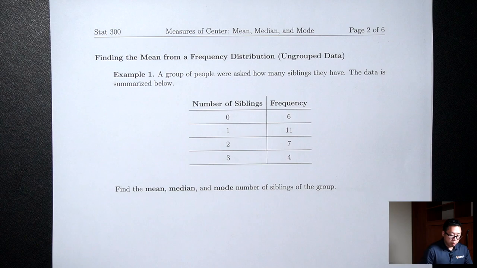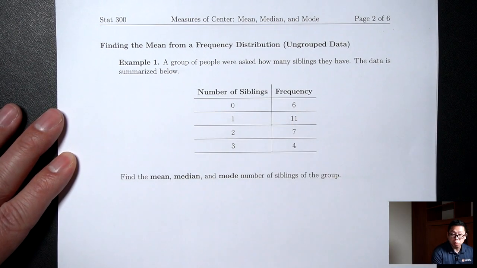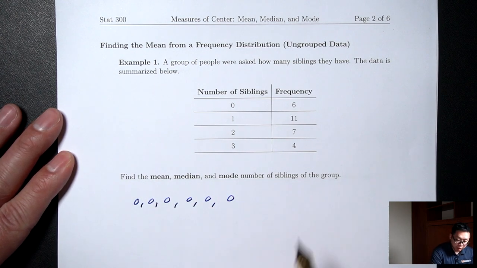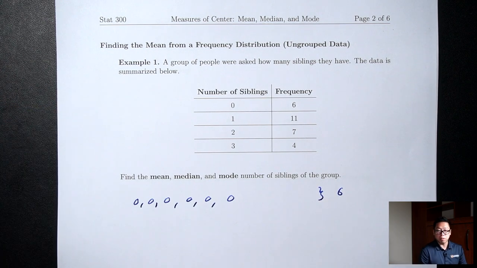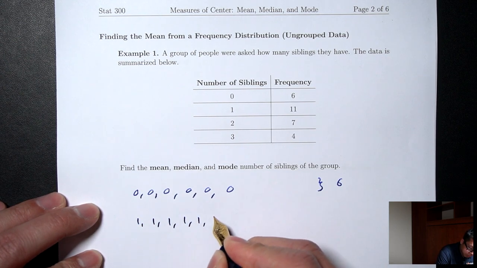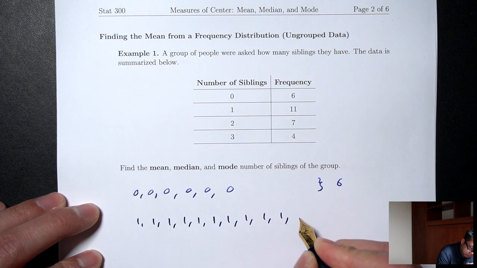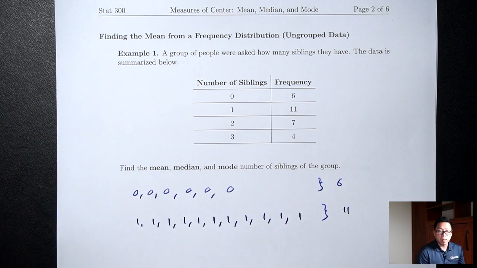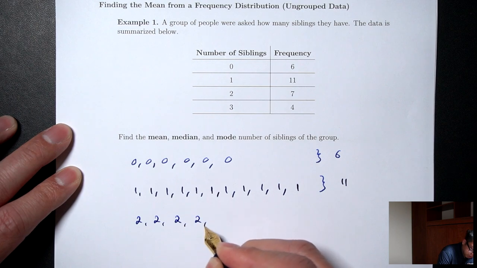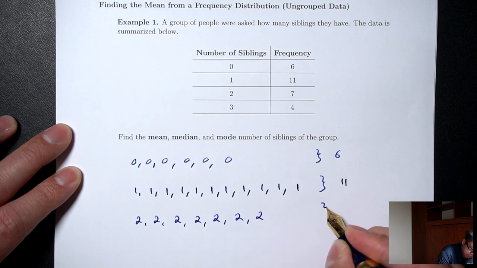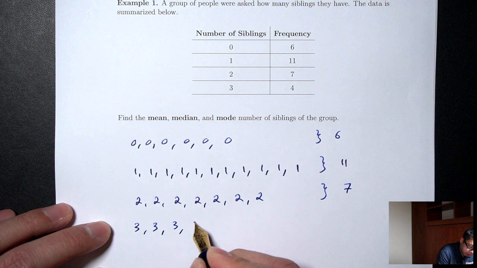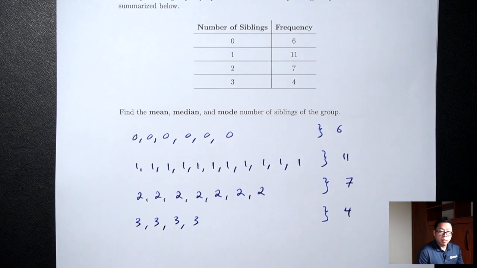So let me write all that out. My original data, I should have 6 zeros. Okay, those are my 6 zeros. Let me just keep track that there's 6 of those. There's 11 ones. There's 7 twos, and then there's four threes. And that's my original data.